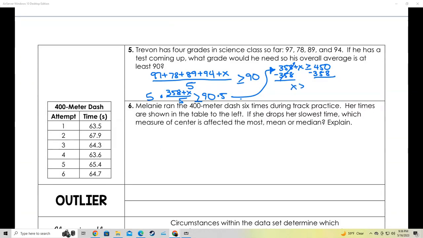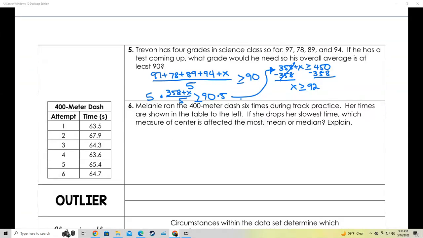That means X needs to be at least, what is that, 92? So in order for him to have a 90 average, he needs to score at least a 92 on his next exam in order to get a 90 average on his exams. That's a pretty classic question, so please make sure you know how to do that. It's not too difficult. It's just you need to know how to set it up.